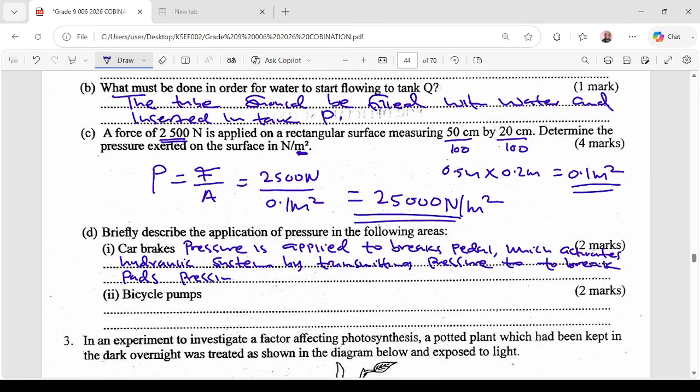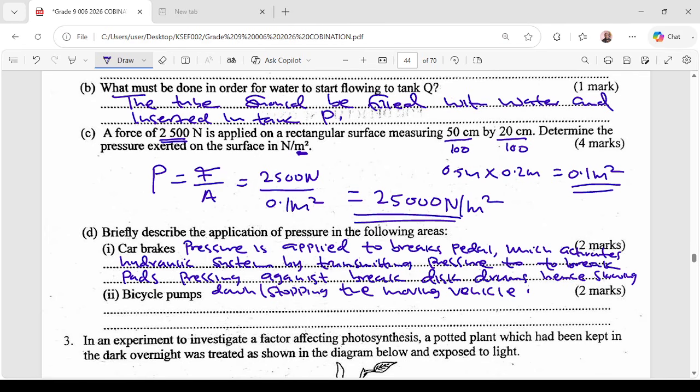Pressing against the brake disc or drums, hence slowing down or even stopping the moving vehicle. That gives 2 marks.